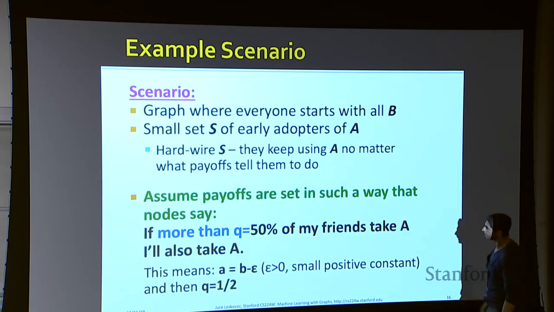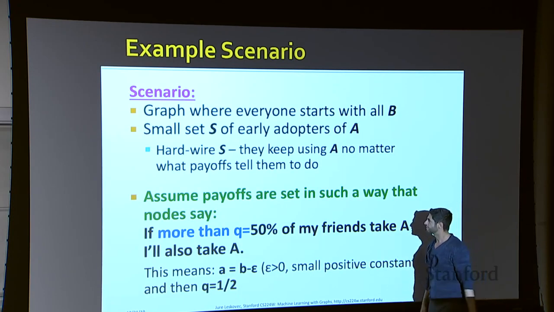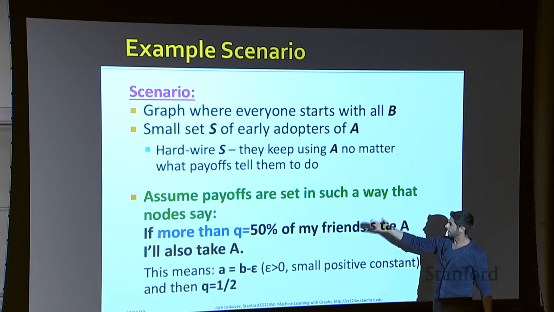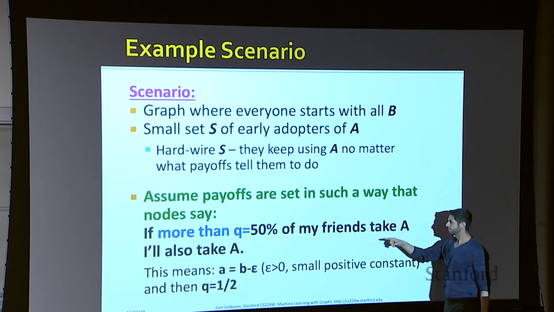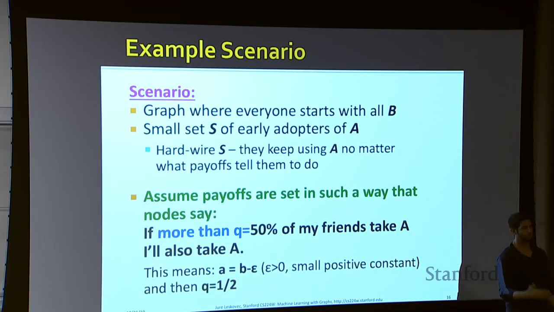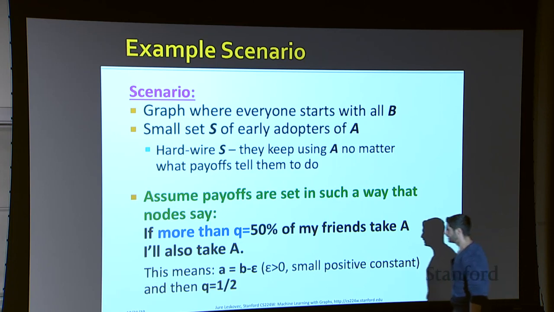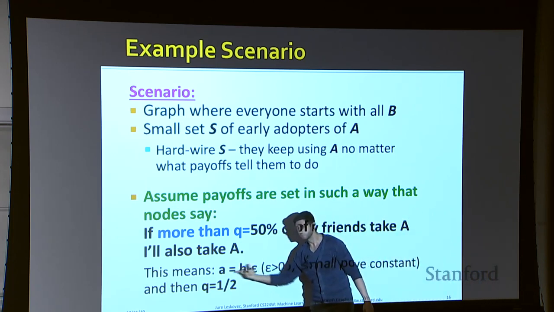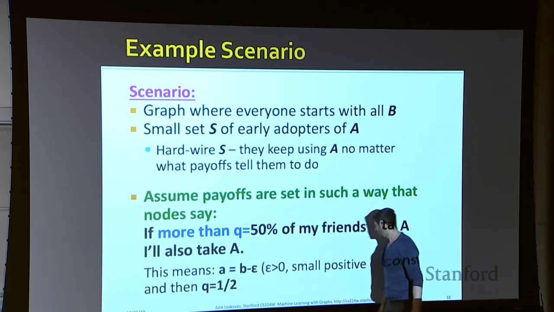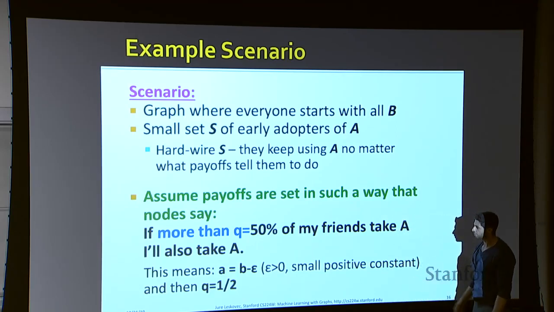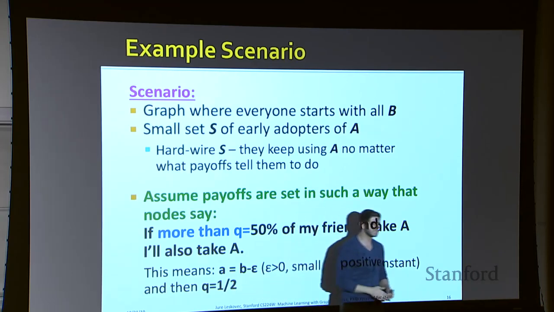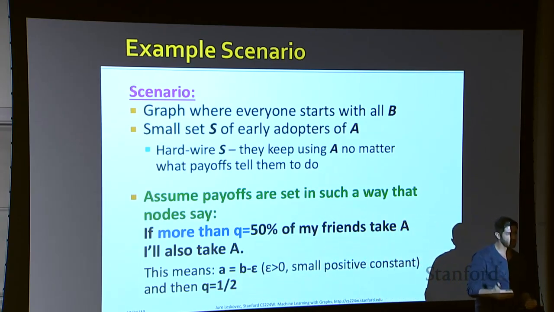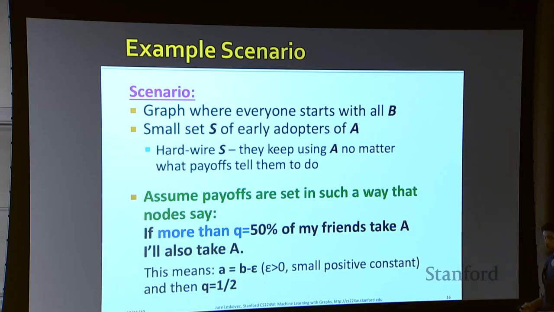And assume that we tune our payoffs in such a way that a node says, if more than 50% of my friends take A, I will also switch to A, okay? Otherwise, I see no benefit, I'm gonna be staying in B, okay? So basically, we can make A and B so close to each other, apart from a small positive epsilon, and then we say the threshold is just Q equal 1/2, okay? So we need at least half of my friends to be adopting that technology.